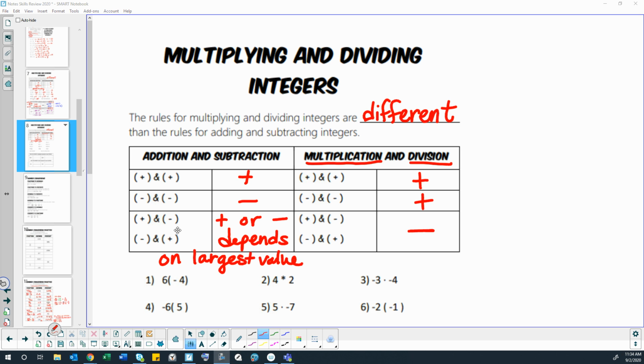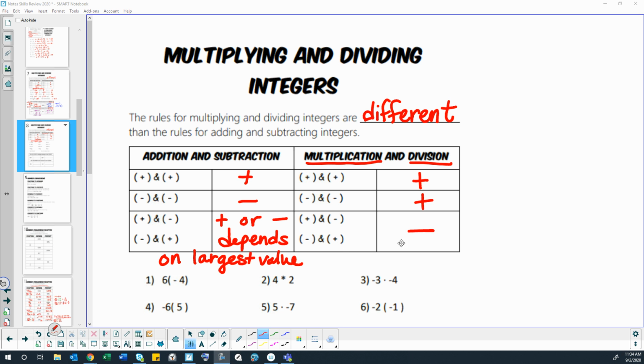has the largest value. Like if we had a 10 and a 3 that we were adding, but the 3 was negative, then the answer would be positive. But if we had a negative 10 and a positive 3, then our answer would be a negative 7 because the bigger number, 10, was negative.